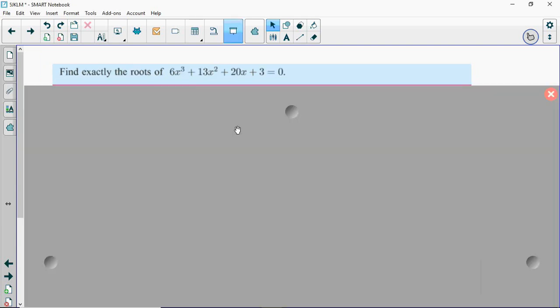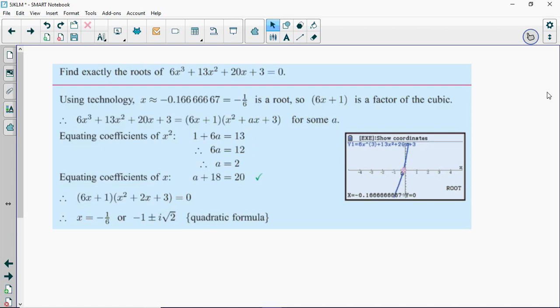If you'd care to practice another one, here it is. If you'd care to just see the answer, here it is. So again, we graph it. We find this decimal here. We've got to be able to convert that into a fraction. It's -1/6. That gives us a linear factor.